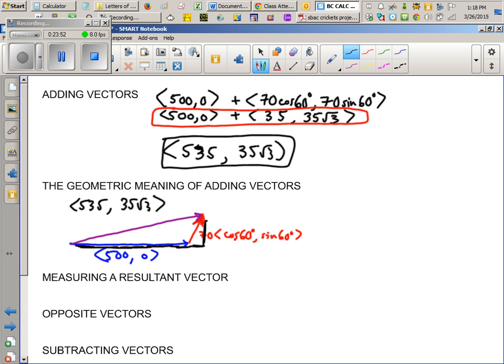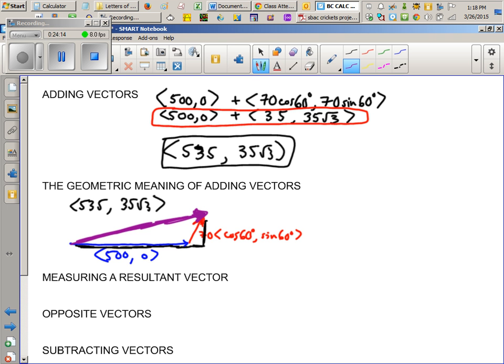Because this is its own vector, this purple thing, it too has its own length, of course. But you can't find its length by adding 535 and 35 root 3, or adding 500 and 35 root 3. You're not going to add those. You're going to just find the magnitude. So you're going to actually recalculate the magnitude.